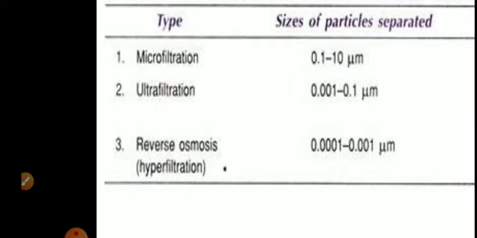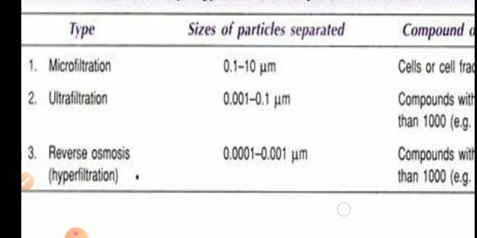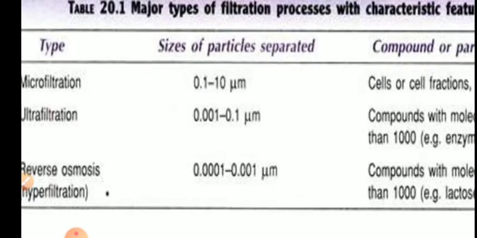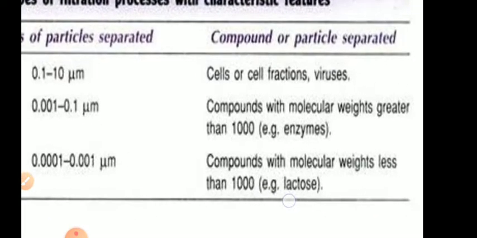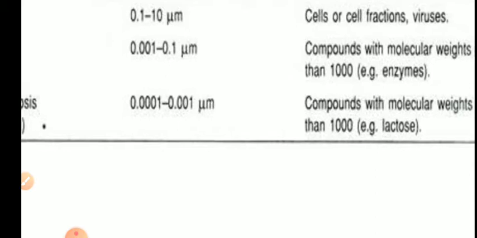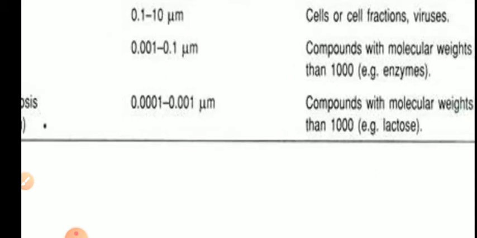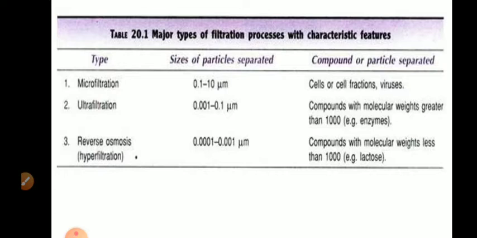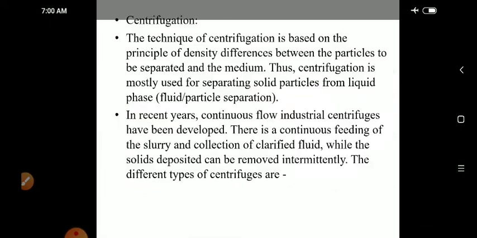Now reverse osmosis, also called hyperfiltration, separates particles of even smaller size, 0.0001 to 0.001 micrometers. Compounds with molecular weight less than 1000, like sugars, can be separated. So these are the three types of filtration. Depending upon the size of the particles, there's microfiltration, ultrafiltration and reverse osmosis.